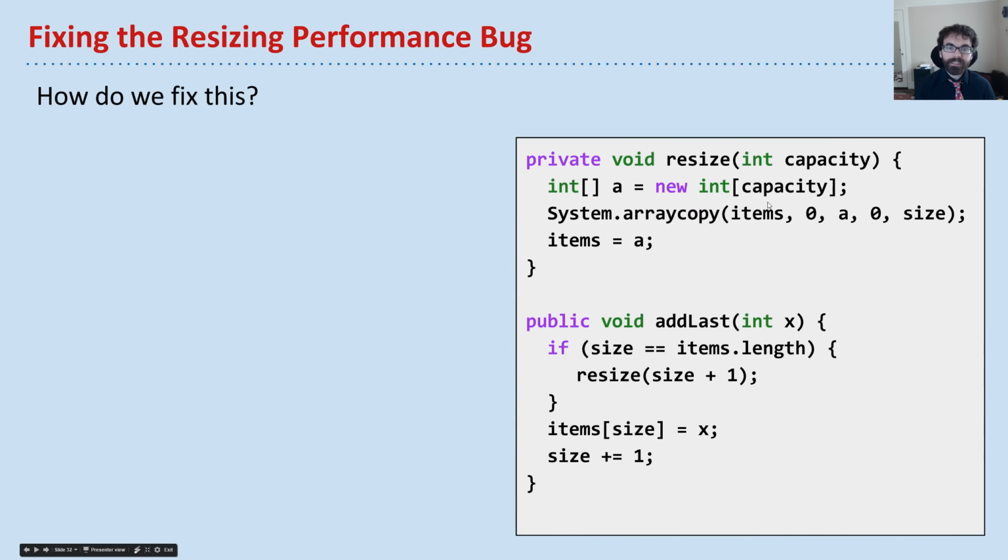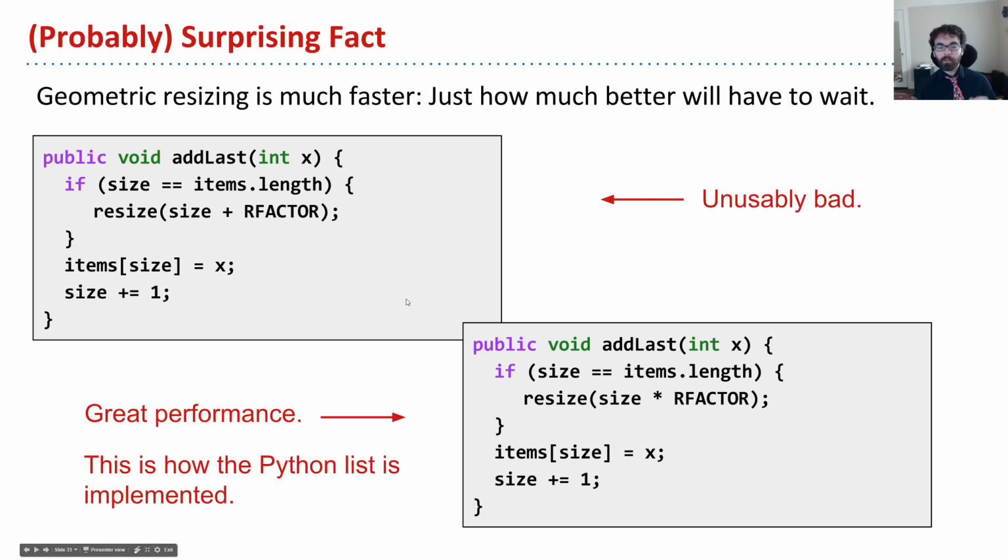Real lists, like the list inside of Python, basically use this multiplicative trick. So what we have right here, this additive approach, where we add some scaling factor, R factor, this is unusably bad. The resizing factor, if used in an additive way, is just not going to work. Unless you cheat and make R factor super big, but then you just keep around a size billion list. Of course that works. By contrast, if we use a multiplicative or geometric rescaling, then we get great performance.